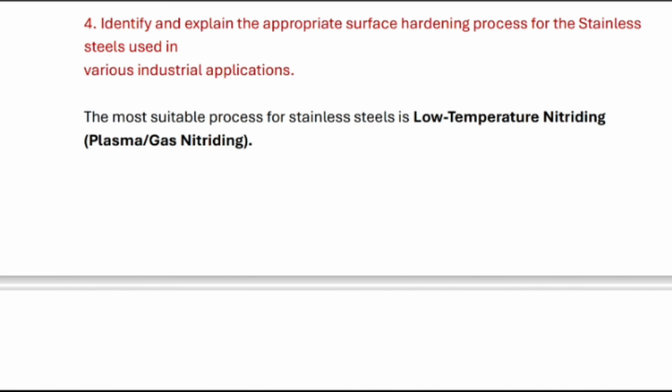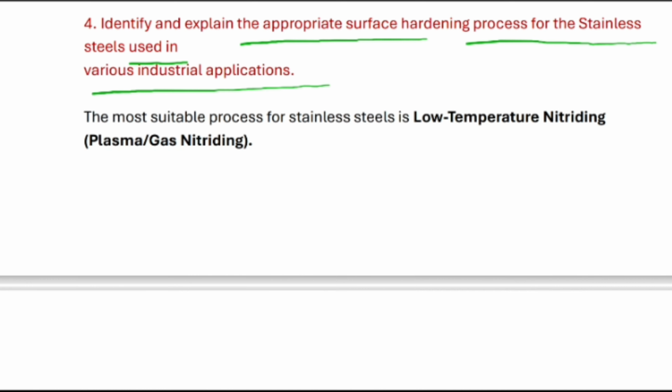Next: identify and explain the appropriate surface hardening process for the stainless steel used in various industrial applications. Here, the suitable process we can use for stainless steel is low temperature nitriding, or plasma or gas nitriding.